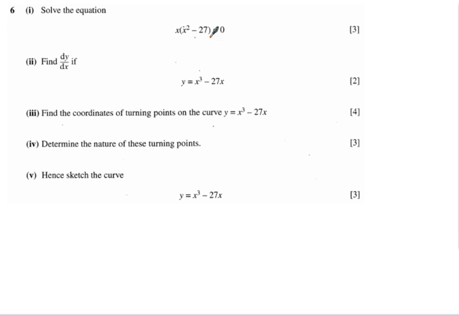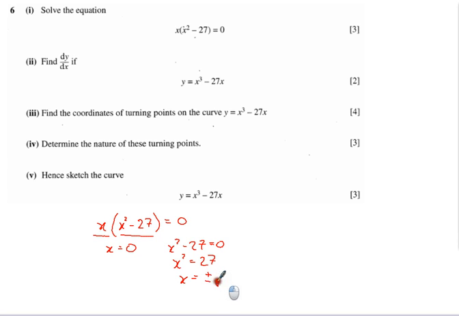And what we say then is if you have x times x squared minus 27 equals 0, then either x equals 0 or x squared minus 27 equals 0. In other words, x squared is equal to 27 and x is equal to, and be careful here, it's plus or minus the square root of 27.